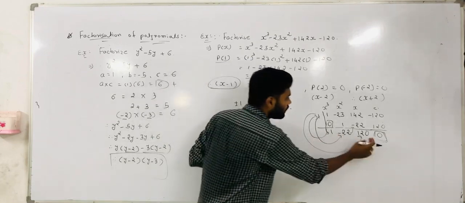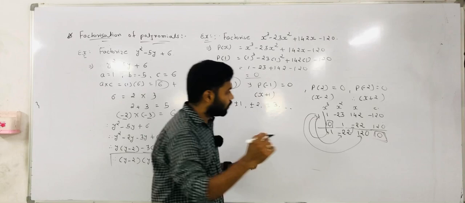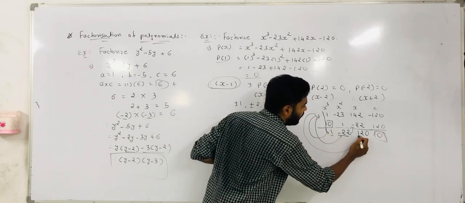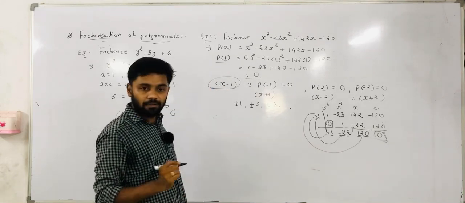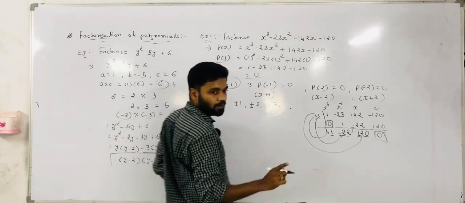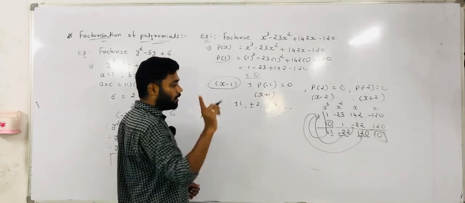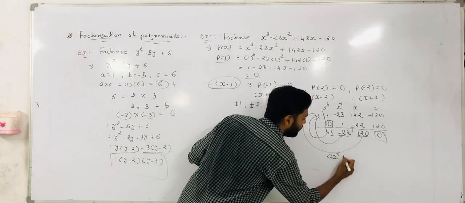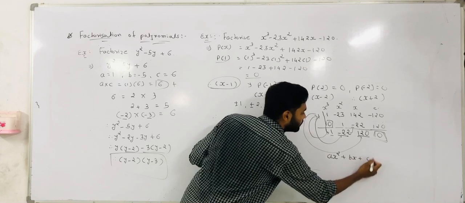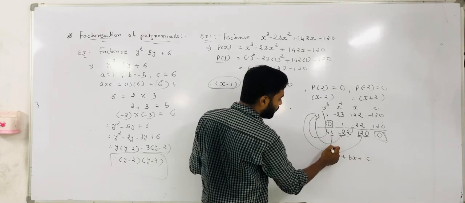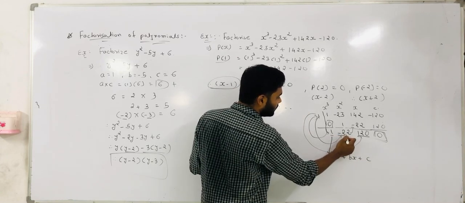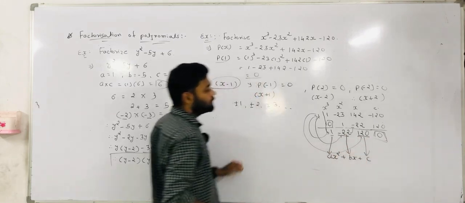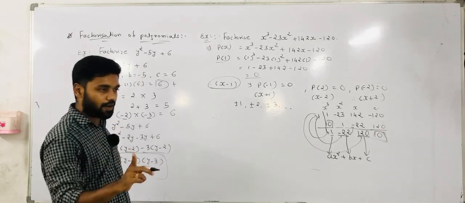So here 0 has come. So we got 3 new coefficients that are 1, minus 22 and 120. So these are the coefficients of the quadratic polynomial. तो quadratic polynomial क्या होगी? ax square plus bx plus c. तो फर्स्ट कोएफिशिएंट है that is a, सेकंड कोएफिशिएंट है that is b, कांस्टेंट टर्म है that is c. So you will get one quadratic equation.